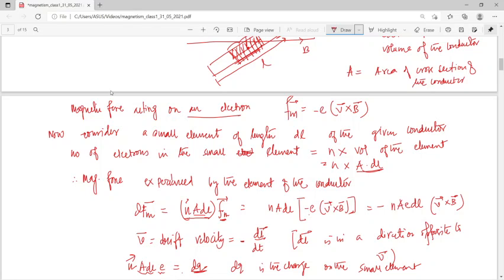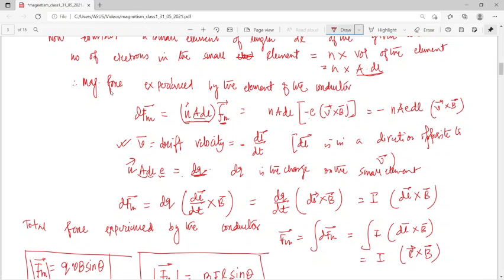The total charge is nothing but dq, and the drift velocity is nothing but dl with respect to dt, with a negative sign because dl is in the opposite direction to the velocity. So if I put dl with respect to dt in place of velocity, the negatives cancel out, and n A dl e can equivalently be written as dq.